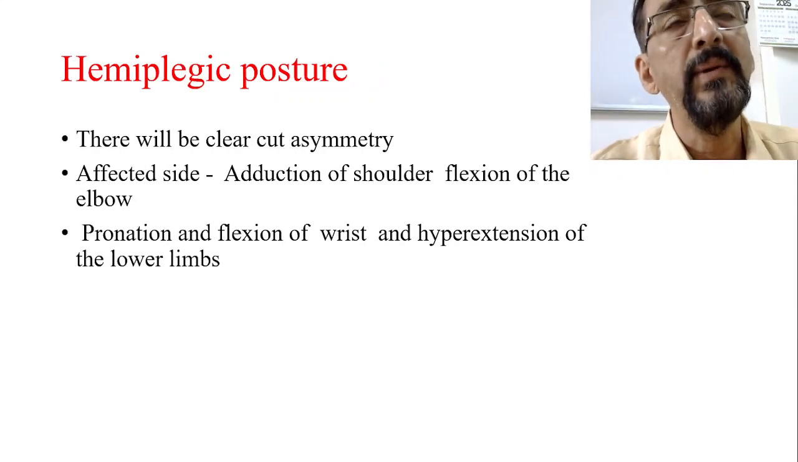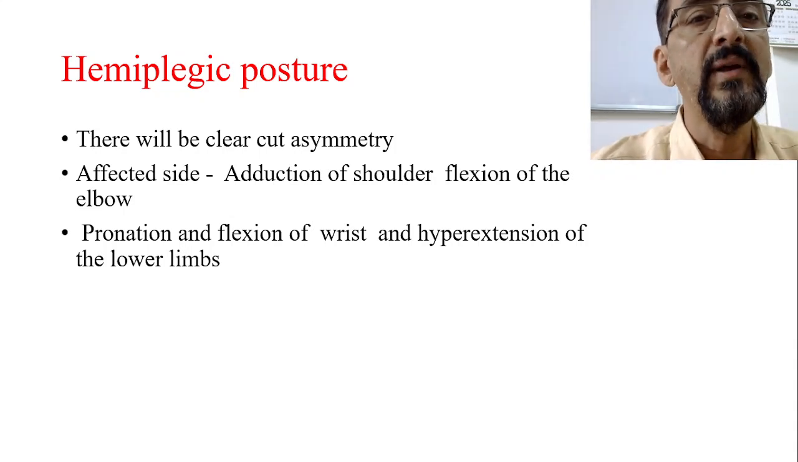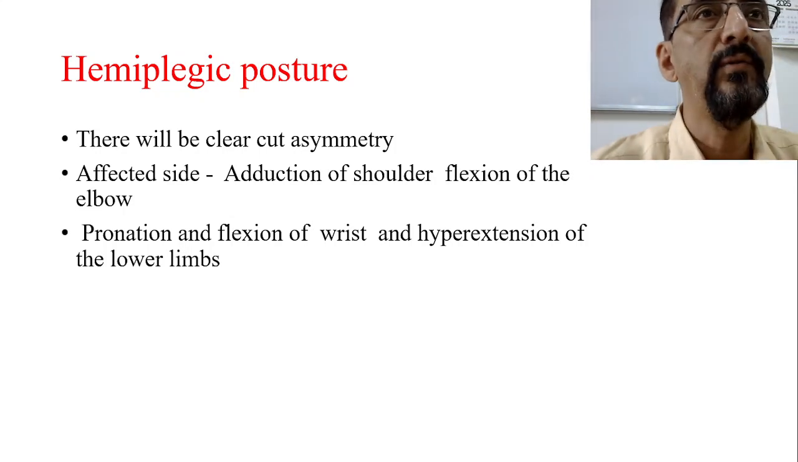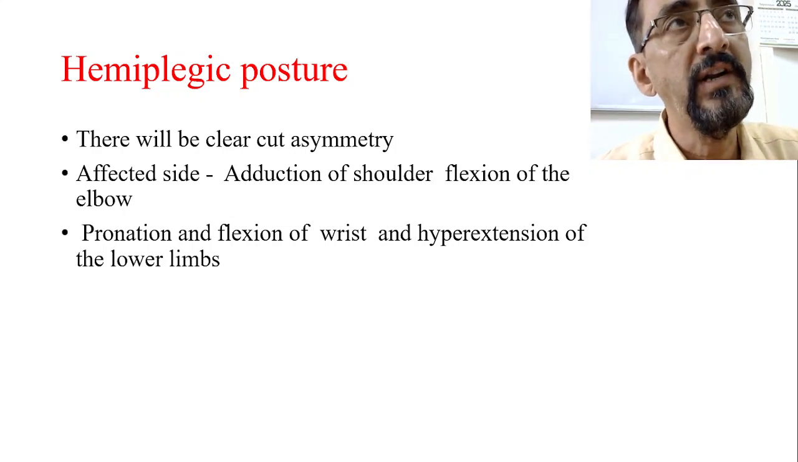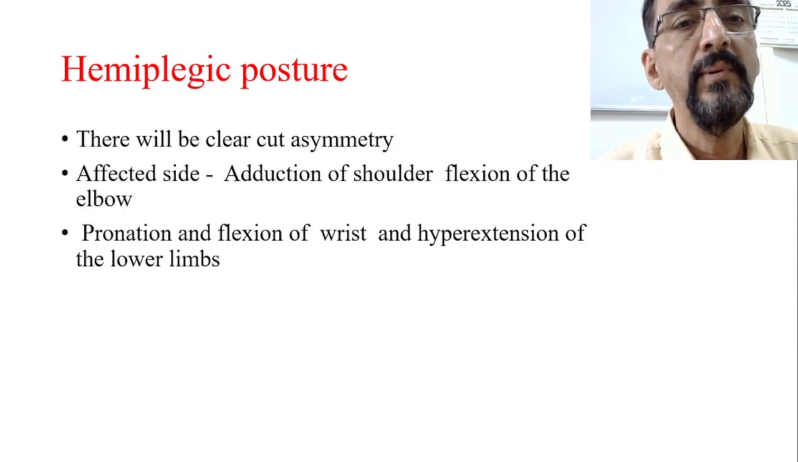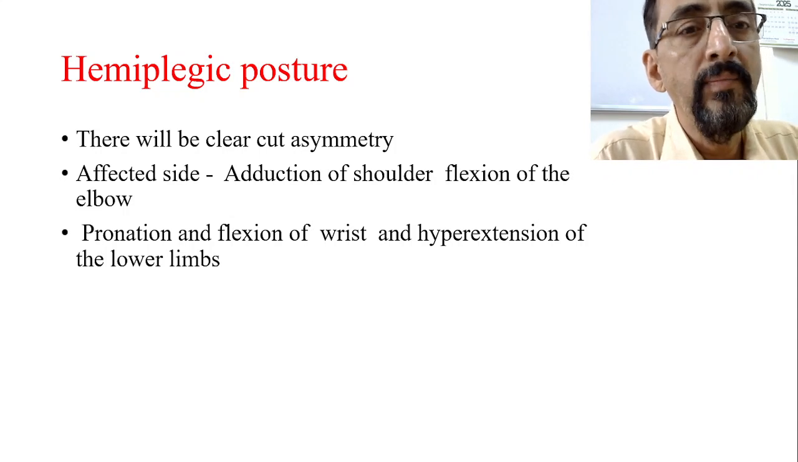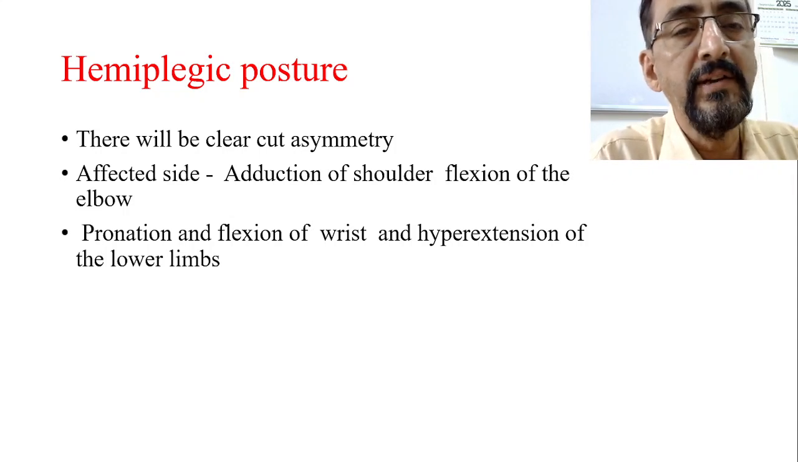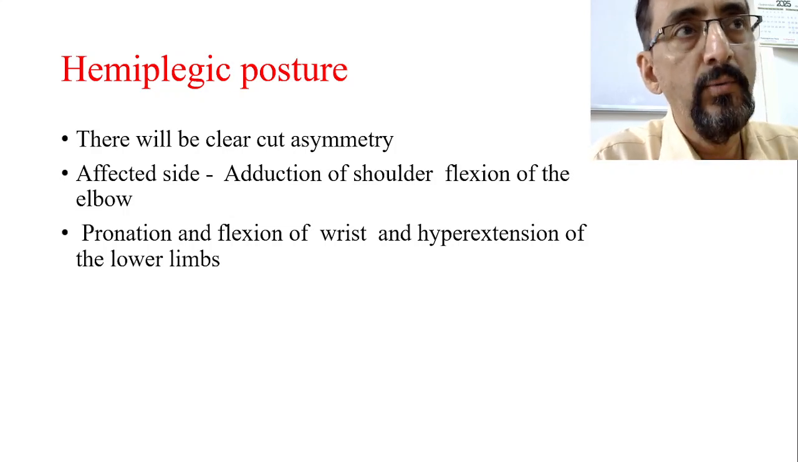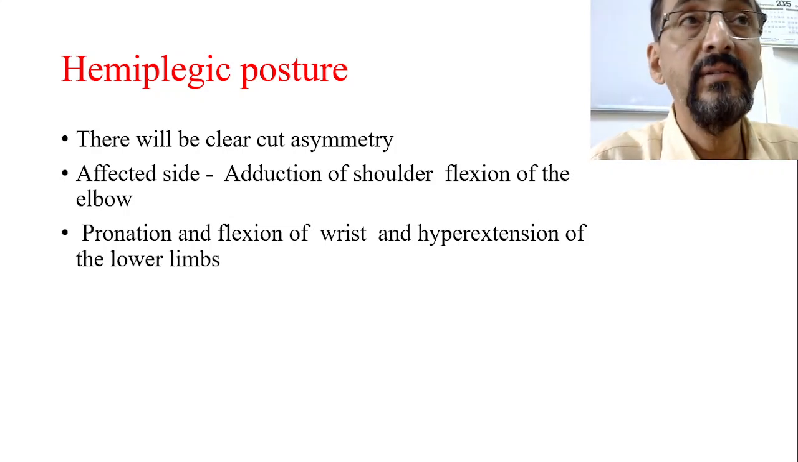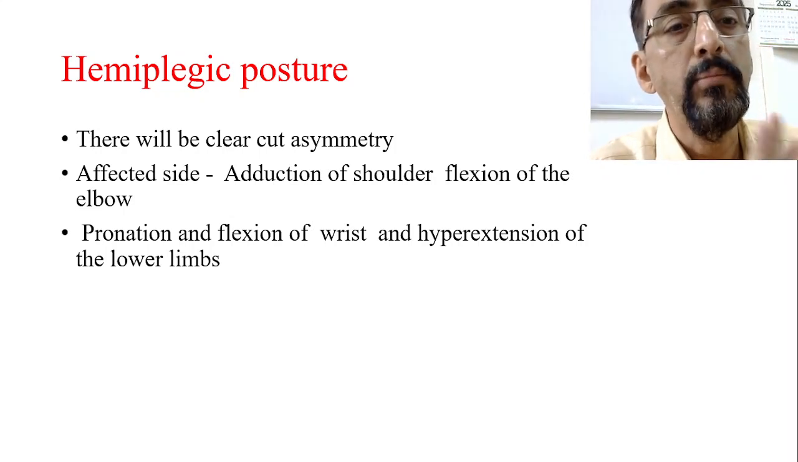Another important one is hemiplegic posture. Hemiplegic posture means, we know, because of the hemiplegia there will be clear-cut asymmetry. In the right and left side you will find clear-cut asymmetry in hemiplegia. In the affected side, what is the posture attained by the patient? In the affected side, there will be adduction of the shoulder. The shoulder gets adducted. There will be flexion of the elbow, and then pronation and flexion of the wrist, and hyperextension of the lower limbs. In the lower limbs, hyperextension will be there. So this particular position which is attained by the patient clearly indicates it's a hemiplegic posture.